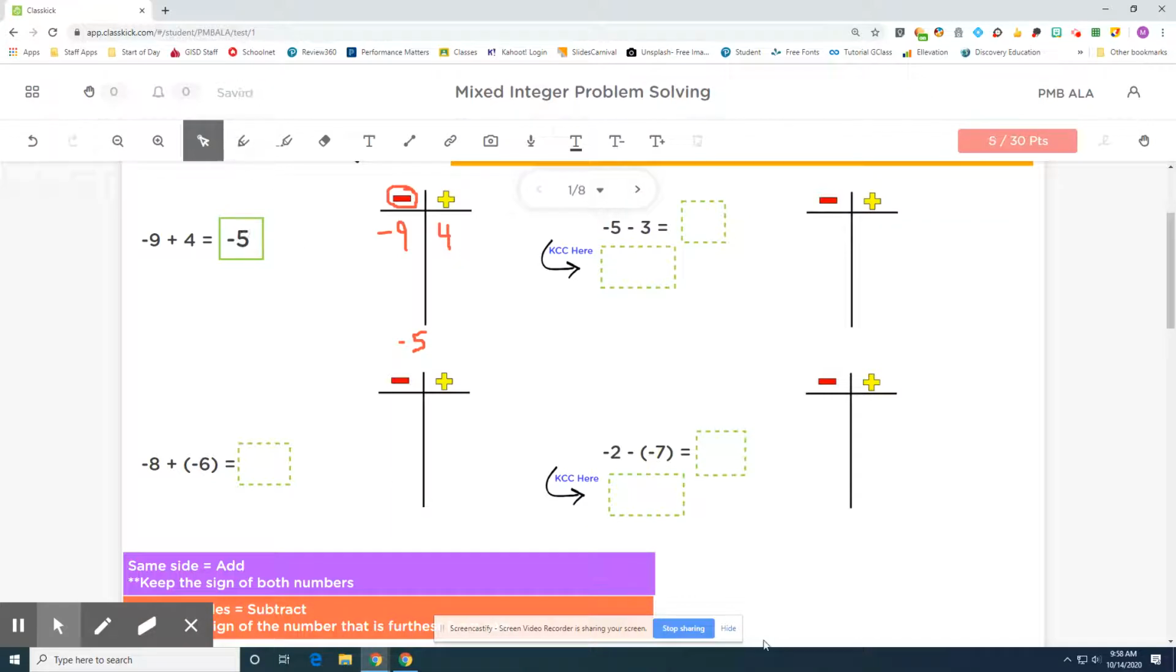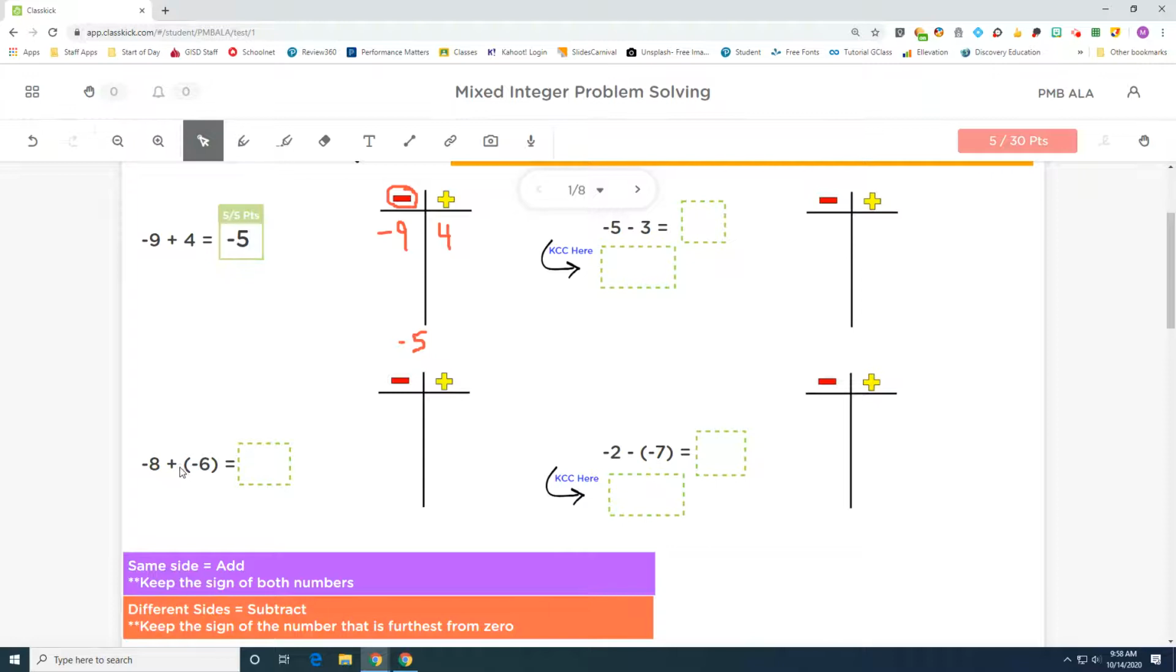Okay, let's take a look at the next one. So this one says -8 plus -6. So again, with adding, if it has that addition sign, the plus sign, then you're just going to put them straight into the T-chart. So we have -8 and -6. Both of them go on the negative side because they're both negative.